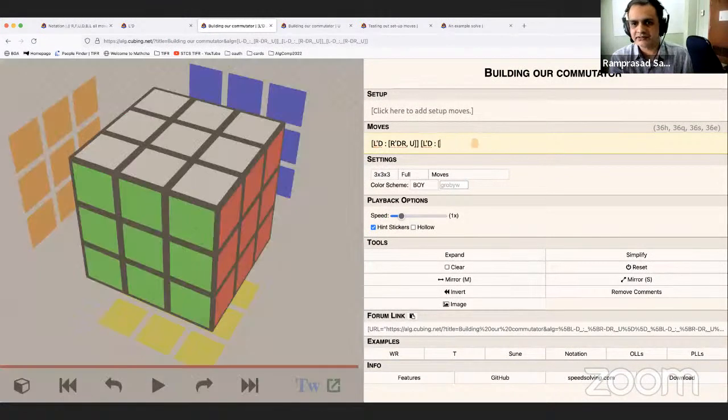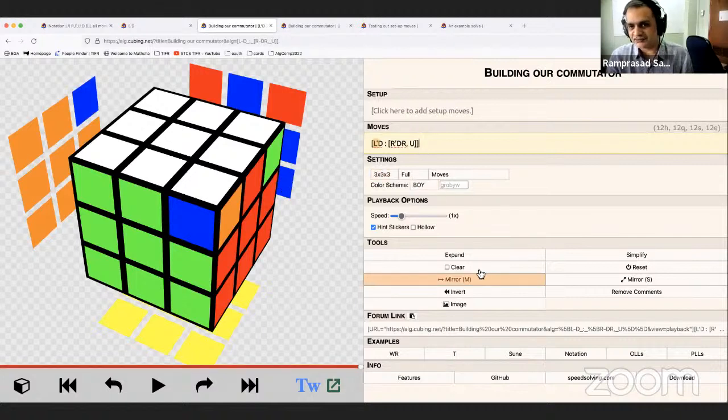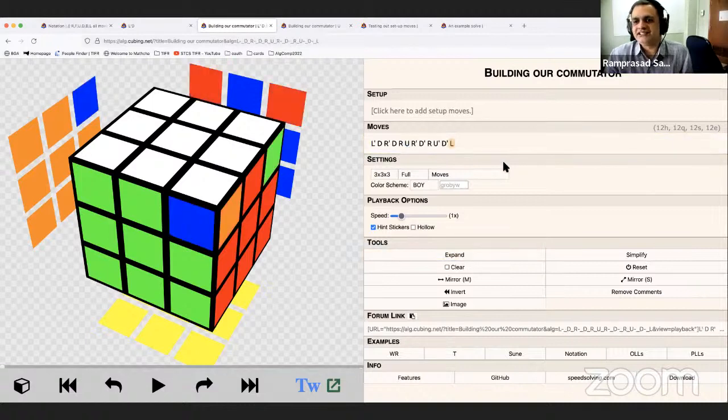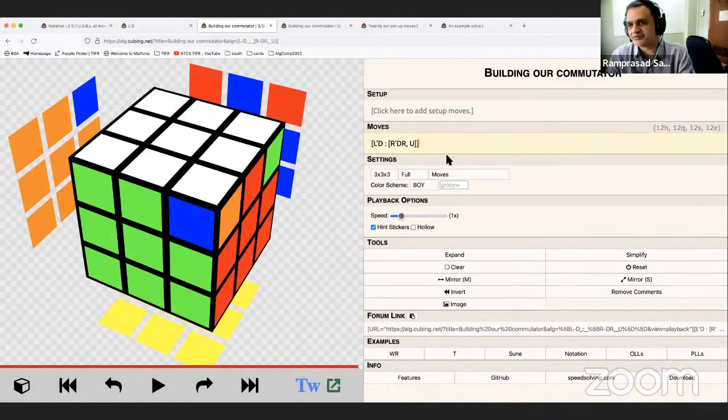Okay. Yeah. By the way, if you want an actual sequence of moves, there is a button called expand, which will just expand this sequence of moves. It's some sequence like this. But at least it demystifies how you came up with this sequence. And again, this is something that you can come up with on your own.